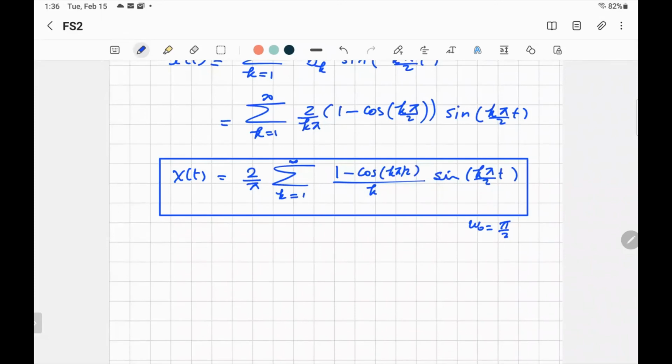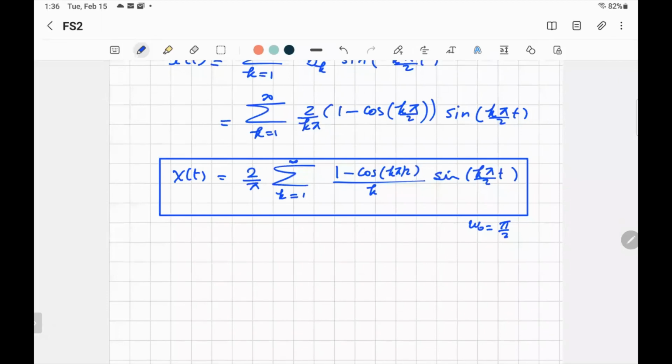The question is, how can you find the fundamental component? The fundamental component happens when k equals 1. So what are you supposed to do? Put k equal to 1, right? So you can get the amplitude. You're lucky, because you don't have sine and cosine terms. You have only sine terms, right?